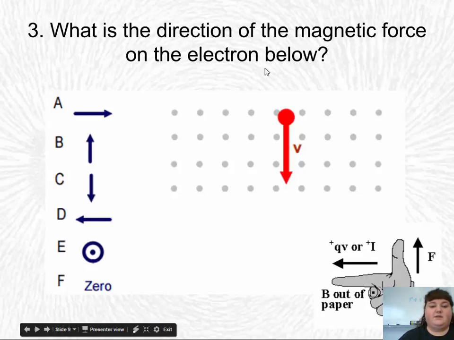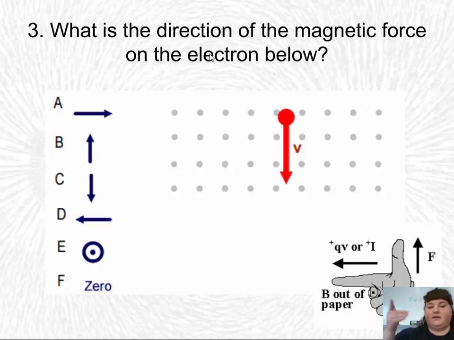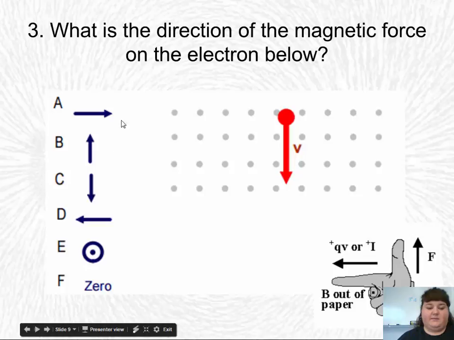Okay, so let's try this one. So now we're talking about an electron. So you can use your right hand rule, but you just choose the opposite answer. So I'm going to continue using my right hand. So my field line should be pointing outwards towards me. Okay. My velocity, my pointer finger, should be pointing downwards. And so my thumb points to the left. But remember, we're talking about a negative charge, so that's actually flipped. So answer should be A on this one.